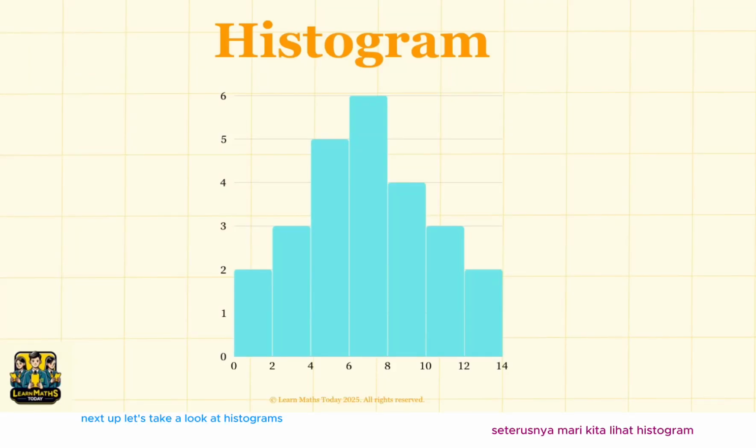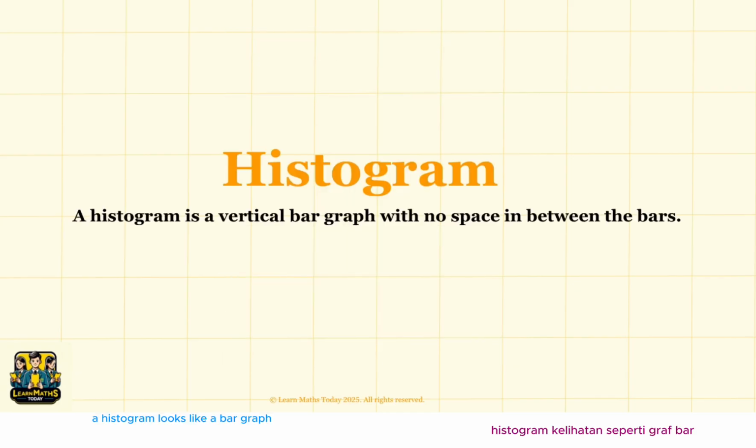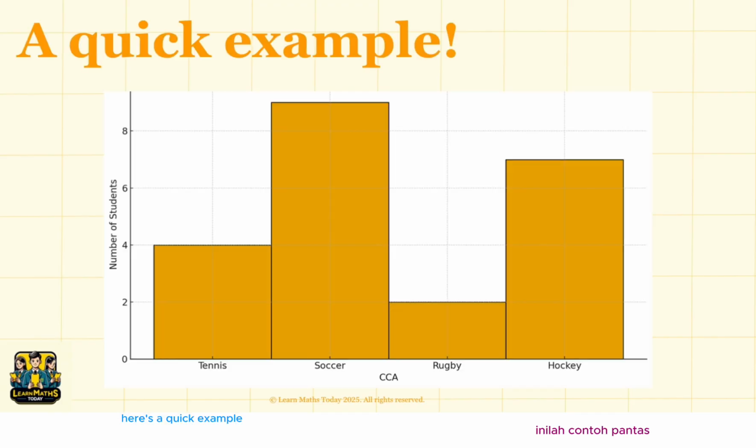Next up, let's take a look at histograms. A histogram looks like a bar graph, but the bars have no gaps between them. It's used for continuous data like height or age ranges. Here's a quick example showcasing the different CCAs students in a school take.